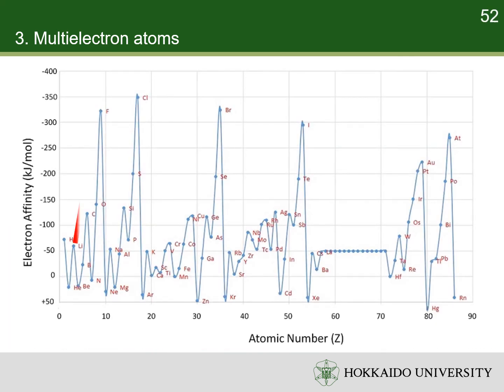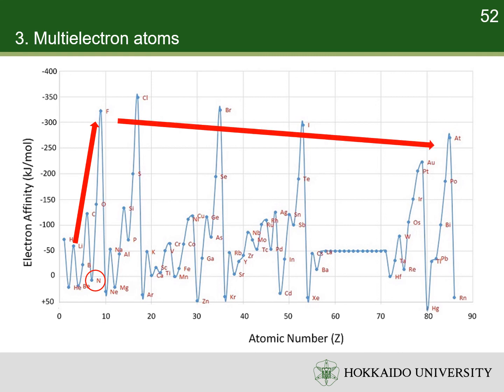For example, there is a general tendency of increasing electron affinity from lithium to fluorine, but the electron affinity of nitrogen is lower than lithium. There is a general tendency that electron affinity decreases from fluorine to astatine, but chlorine has the highest electron affinity of all the elements. The reason of such phenomenon is complicated. We will not try to discuss them in general chemistry.